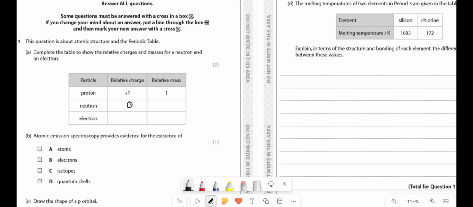So a neutron has 0 as its relative charge, an electron is -1. The relative mass of a neutron is 1, and then the relative mass of an electron is 1 over 1840. Although it does allow a range of values from 1 over 1,800 to 1 over 1,200. But it says you should not put 0 here, so you can't really do that because it doesn't have 0 mass.